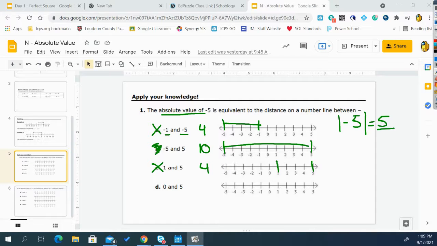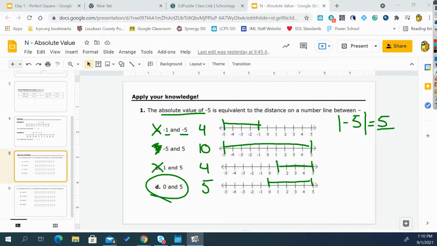Through process of elimination, we know it's going to have to be D, but let's double check. 0 through 5. Well, if we counted how far away those are, they are exactly 5 away. So we were looking for the answer that equaled 5, and we found the answer that equaled 5. So we're going to circle it.